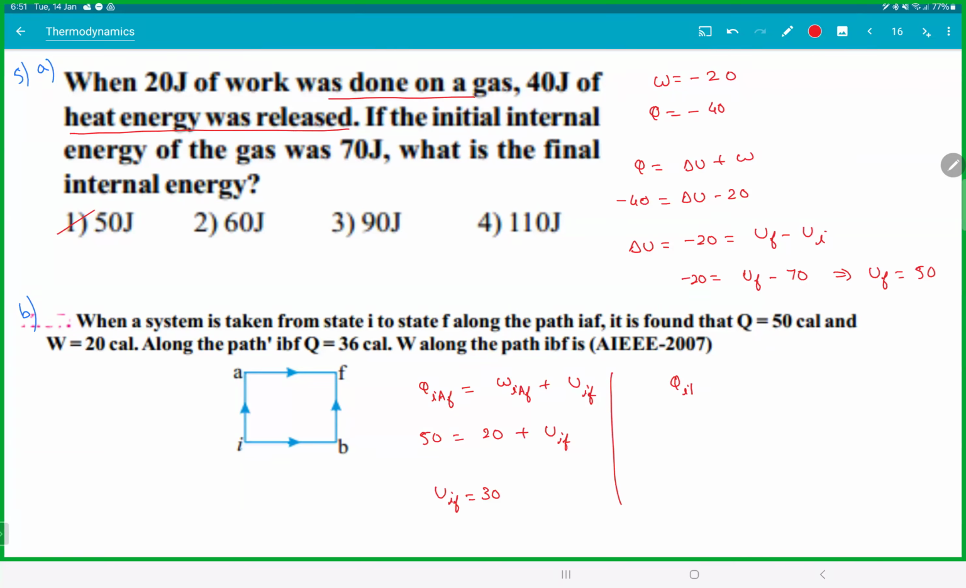So now when you go from I to F via B, Q_IBF is work done IBF plus delta U_IF. Q_IBF will be 36, and delta U is 30. So work done will be 6 calories. Clear? So whether you go from IAF or IBF, the delta U is the same. That is the main idea there. So initially you'll find delta U from IAF and then get this.